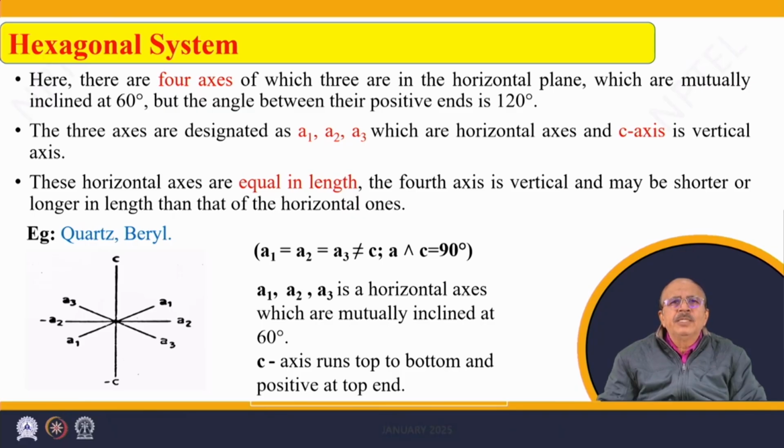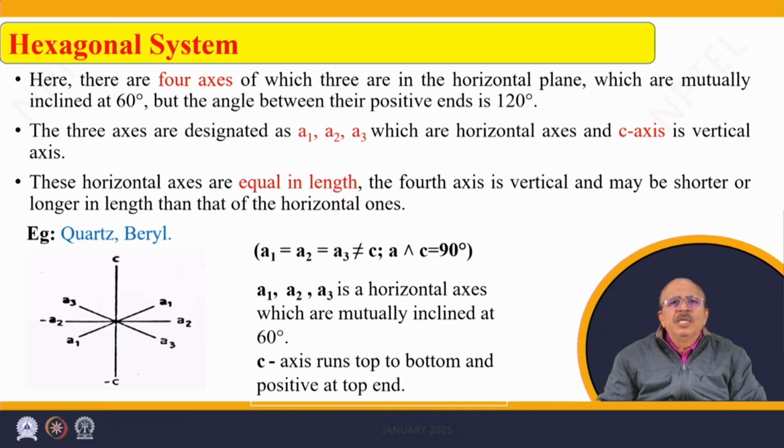Out of the 4 axes, the 3 axes are designated as A1, A2, A3, which are horizontal axis, and the 4th one, C axis, is vertical axis. These horizontal axes are equal in length and the 4th axis is vertical, which may be shorter or longer in length than that of the horizontal ones. The mineral quartz and beryl is the good example of the hexagonal system.